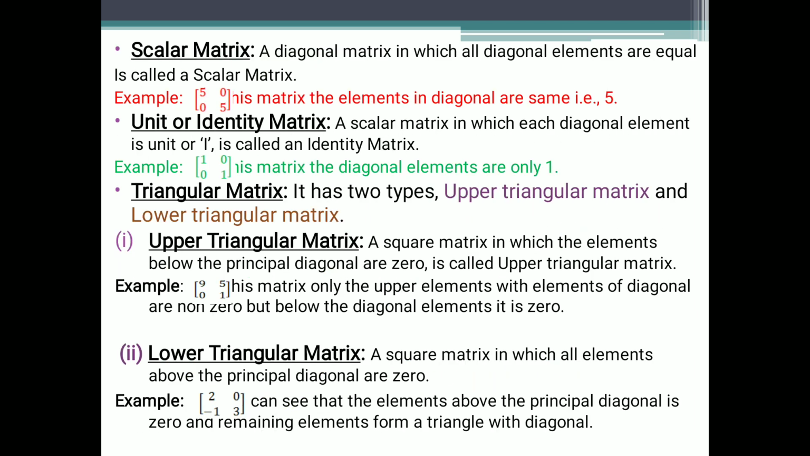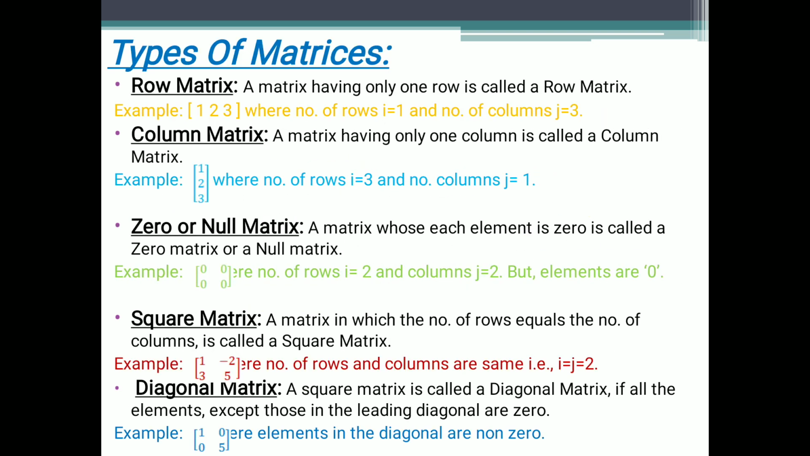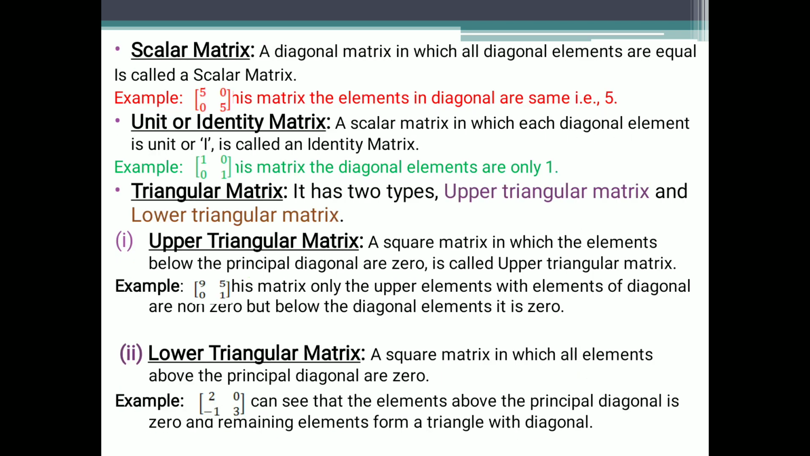Scalar matrix. A diagonal matrix in which all the diagonal elements are equal is called a scalar matrix. Let's move back to the previous one. See here, in this example of a diagonal matrix, 1 and 5 in the diagonal are not equal. Clear? Whereas in the scalar matrix, the elements placed diagonally are equal. That is 5. So a scalar matrix is a matrix in which the diagonal elements are equal.